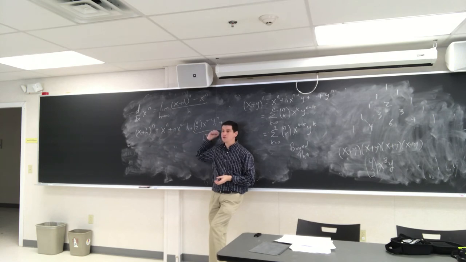I actually don't need the full strength of the binomial theorem. I just need to know it starts off x to the n plus n x to the n minus 1 h plus other stuff. But this is how you prove the derivative of x to the n.